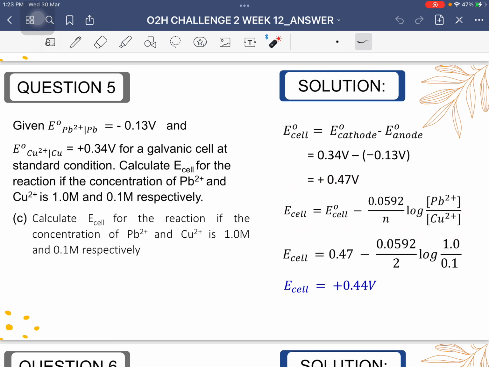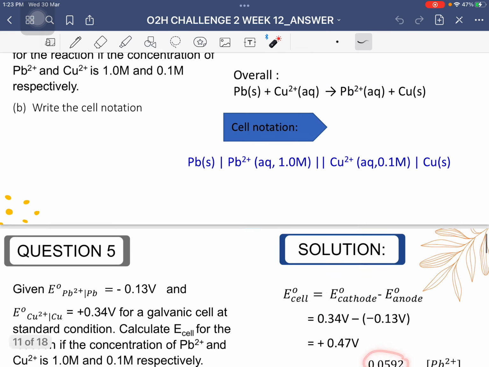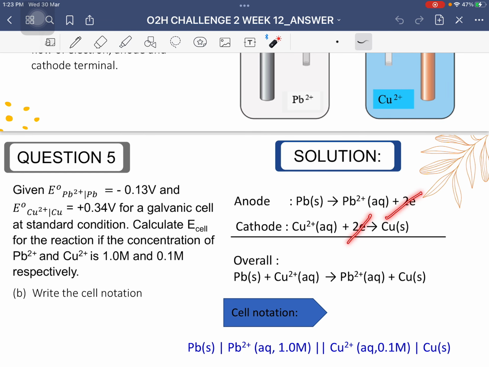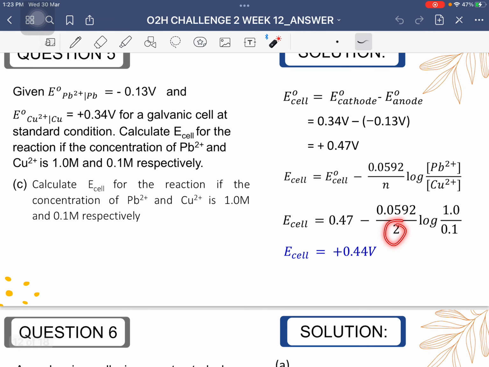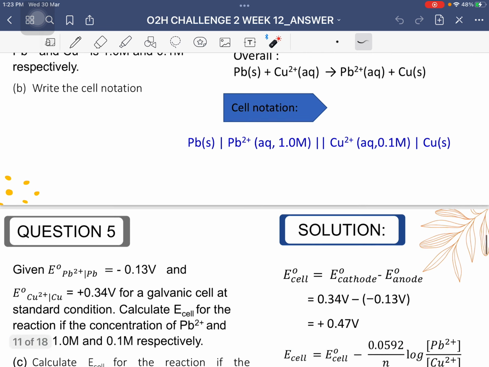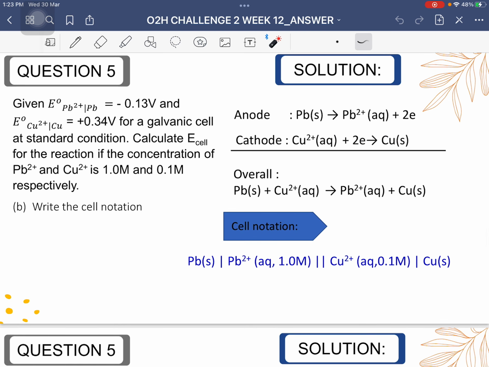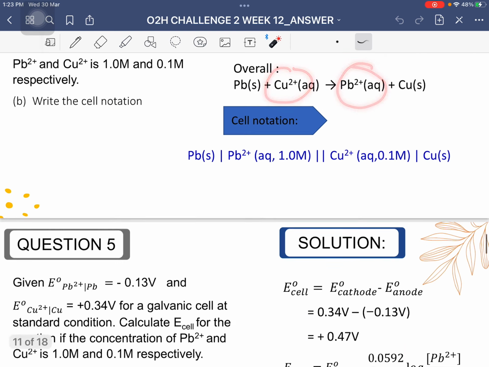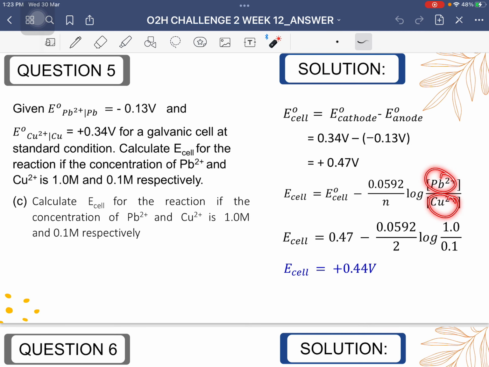The Nernst equation is E cell = 0.47 minus 0.0592 over n, where n is the number of electrons cancelled. Here we are cancelling 2 moles of electrons, so divide by 2, and then log product over reactant. Please refer to our overall equation. The product is Pb2+ over reactant. Okay, so the solid is not included in the equation. So here we have Pb2+ over Cu2+. Substitute the concentrations, and finally the cell potential is 0.44.